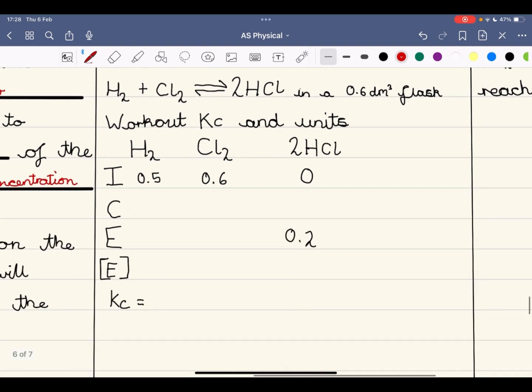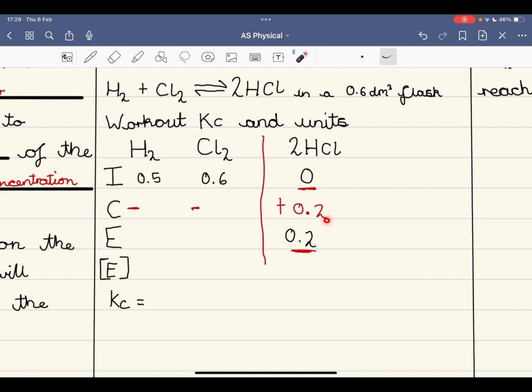So here's an example for us to try. In the ice table, we know that we're going to gain for the products and we're going to lose for the reactants. For hydrochloric acid, we went from 0 to 0.2, so we gained 0.2 moles. And hydrochloric acid has a 2:1 ratio with chlorine. So if we gain 0.2 moles of hydrochloric acid, we're going to lose 0.1 moles, and the same thing with hydrogen. So then we're left with 0.4 moles of hydrogen and 0.5 moles of chlorine.